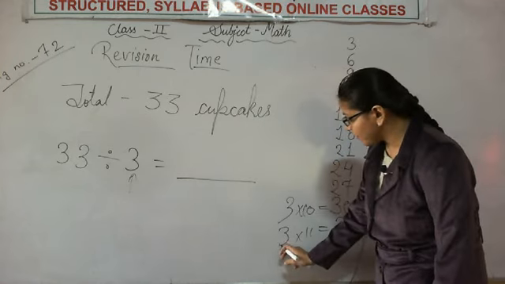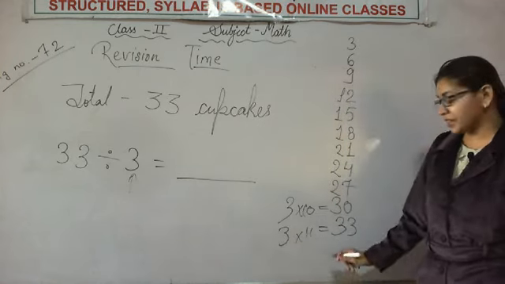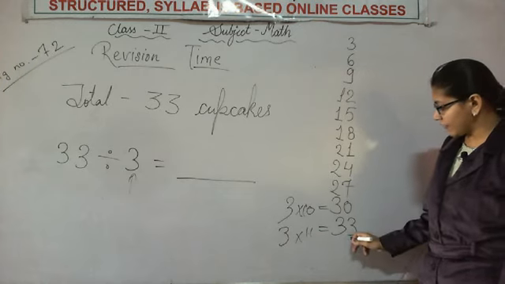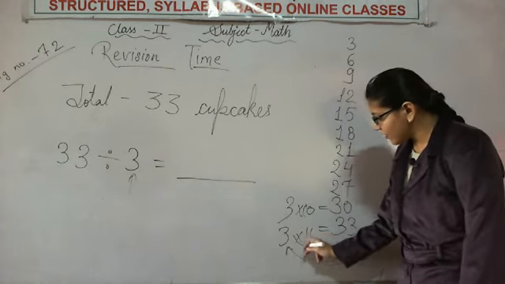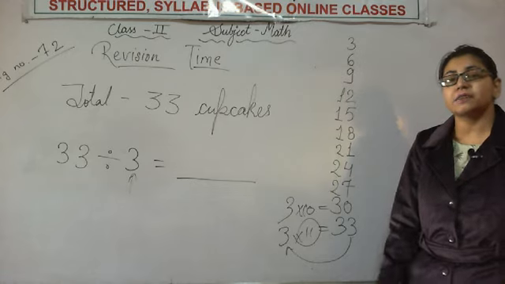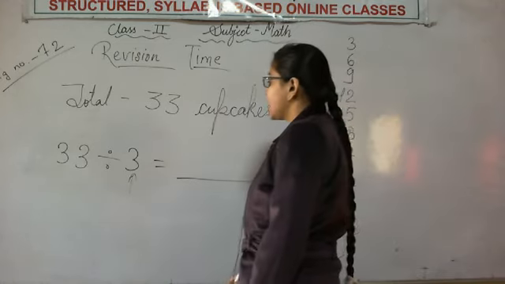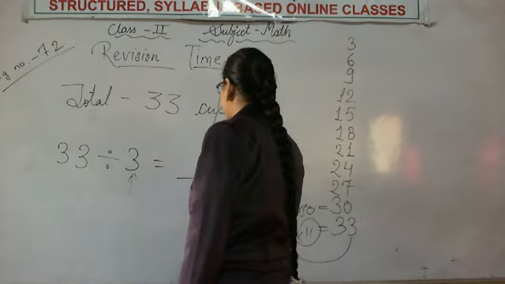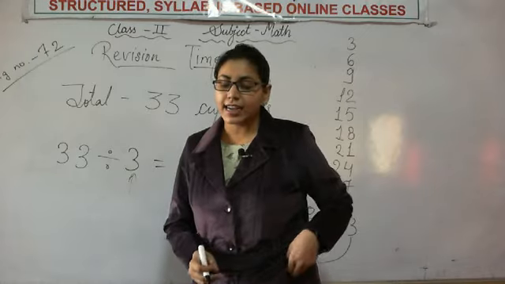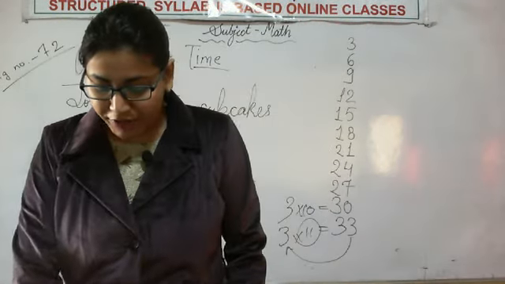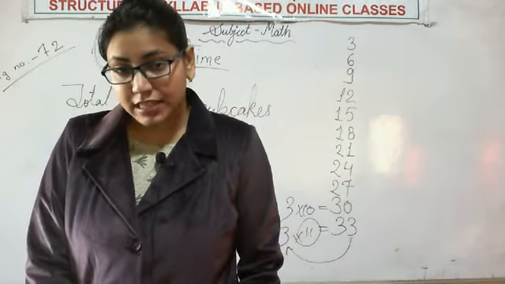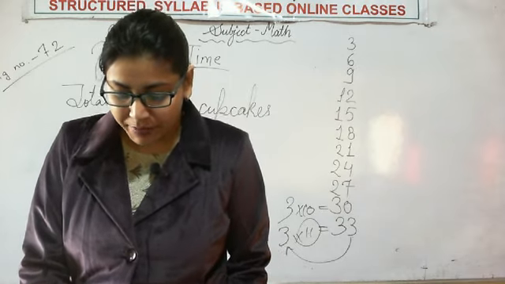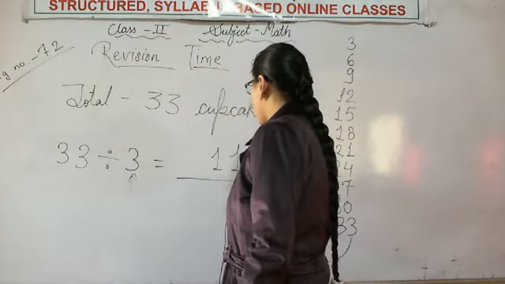So if we multiply 3 by 11, we will get 33. And if we divide 33 by 3, we will get 11. This is the relation between multiplication and division. So if he wanted to pack 3 cakes in a box, he would require 11 boxes.